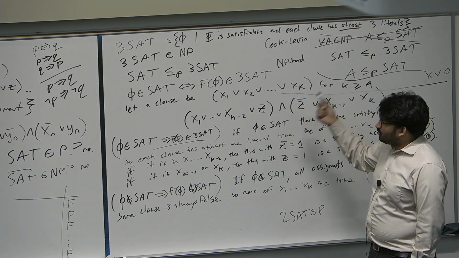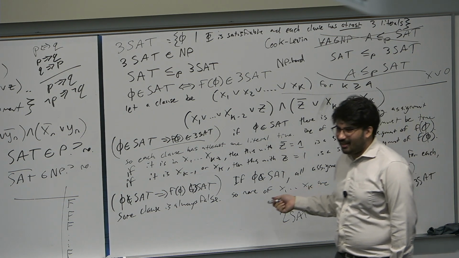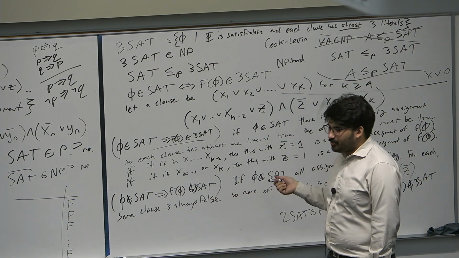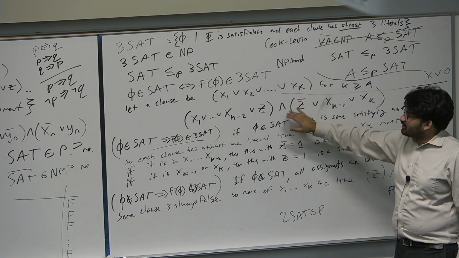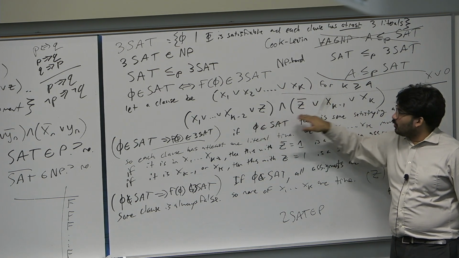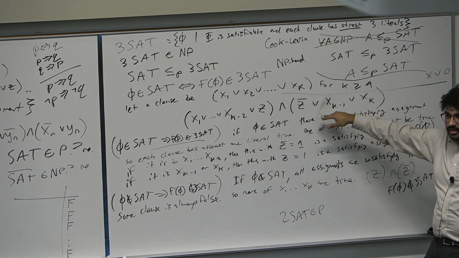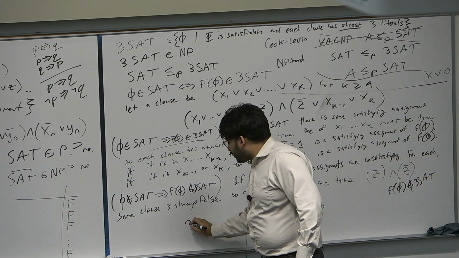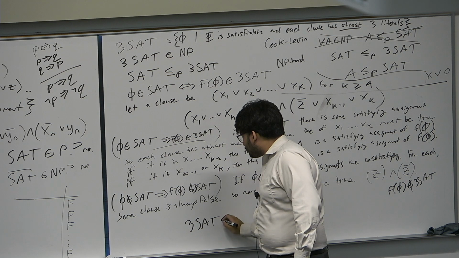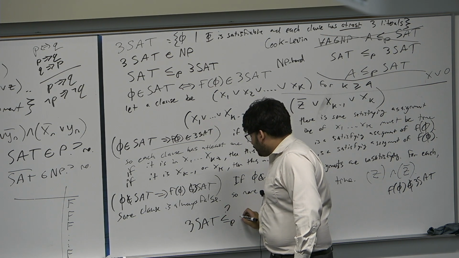So if 3 SAT is NP-complete, but 2 SAT is in P, what does that tell you about your ability to improve this proof? We were only able to reduce clauses of size k to clauses of size k minus 1 and 3. Could we improve this to clauses of size 2? So does there exist a reduction from, let's say, 3 SAT to 2 SAT?